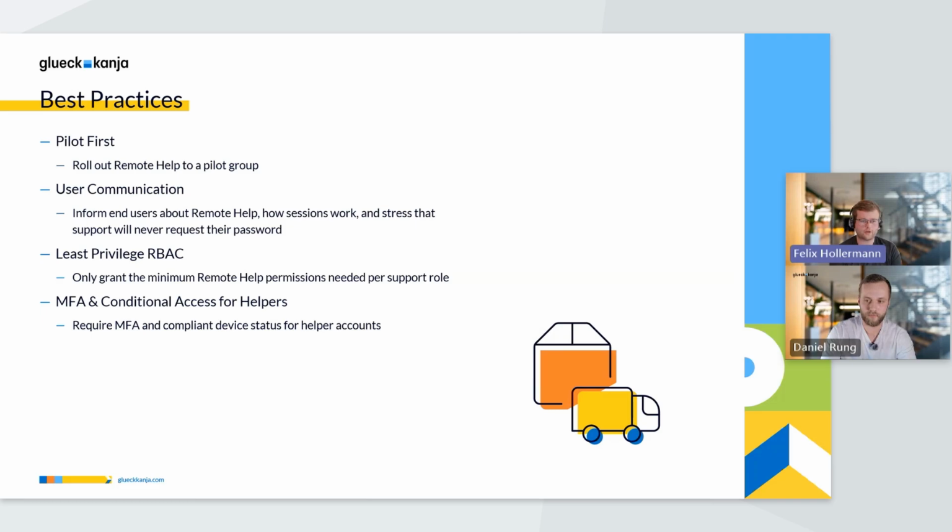Start with a pilot group. You may start with your IT department, deploy it and use it. And when you deploy it, you should also make a decision on how you want to implement the RBAC roles in Intune. So mind the least privileged permissions, and only grant the minimum permissions you need for your colleagues.